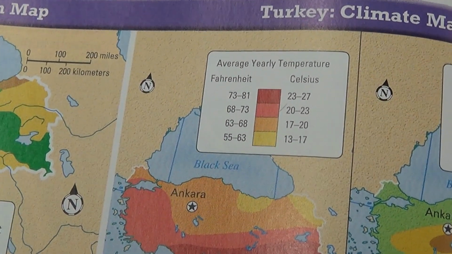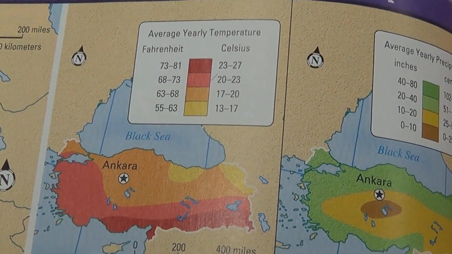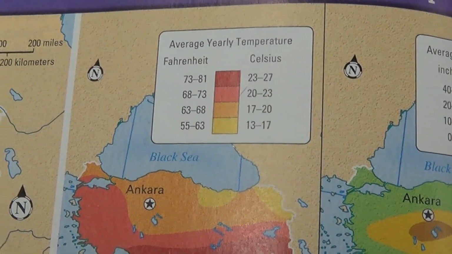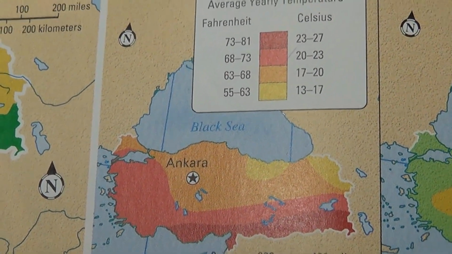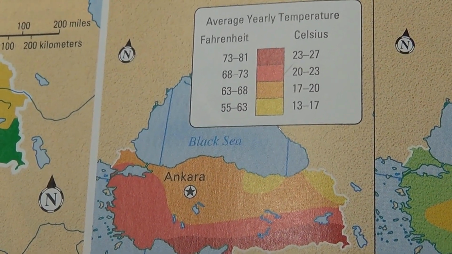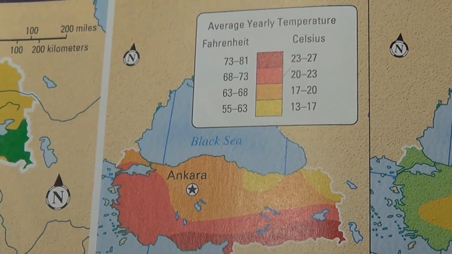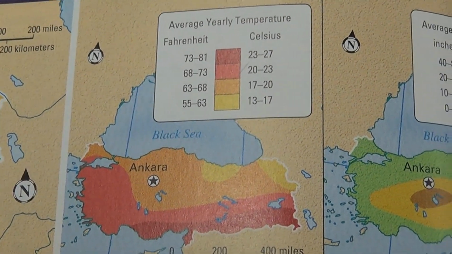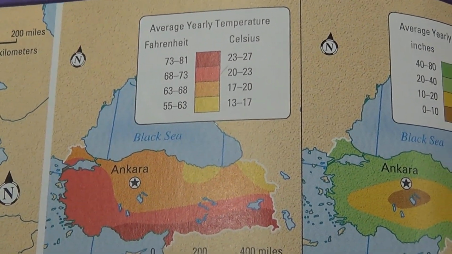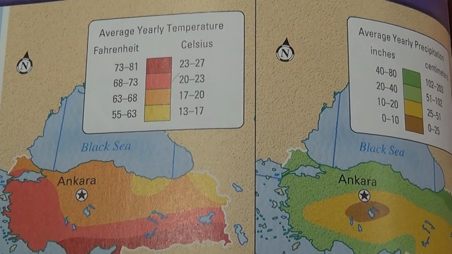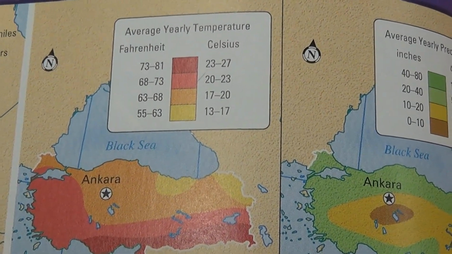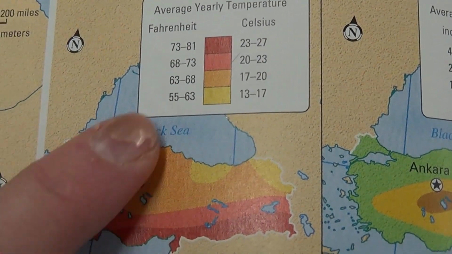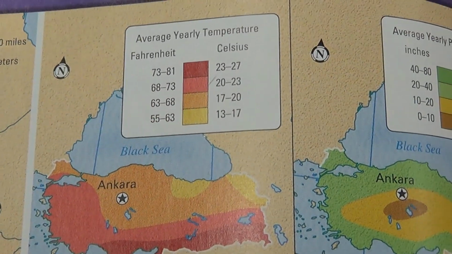And so we are interested in that orange color. And we're going to do this in Fahrenheit. And that orange color is 63 to 68 degrees Fahrenheit. So that should be your answer, 63 to 68 degrees Fahrenheit. If you did Celsius, which is abbreviated with the capital C, it would be 17 to 20 degrees Celsius. Usually in the United States, we end up using Fahrenheit. So again, right there.